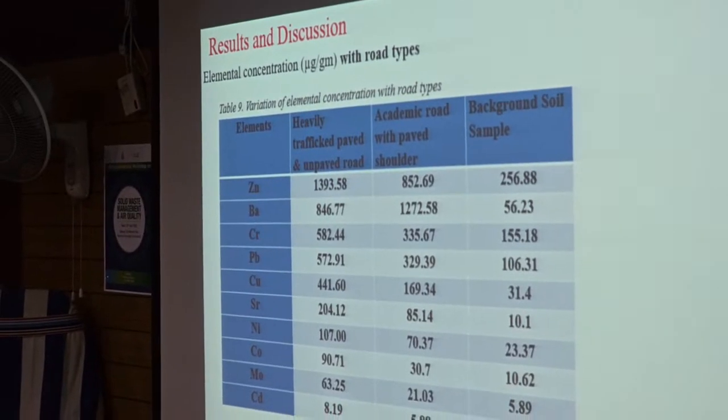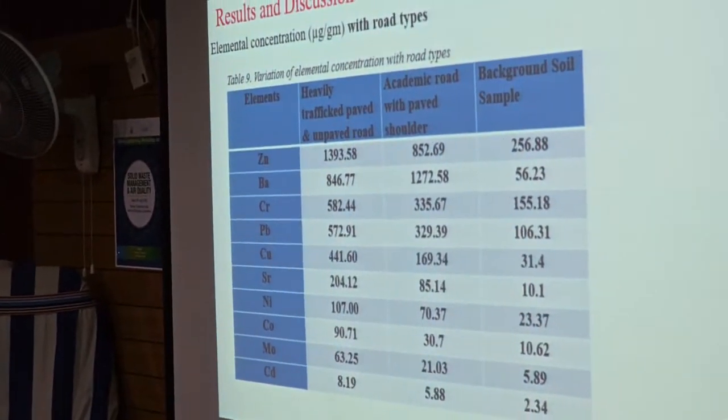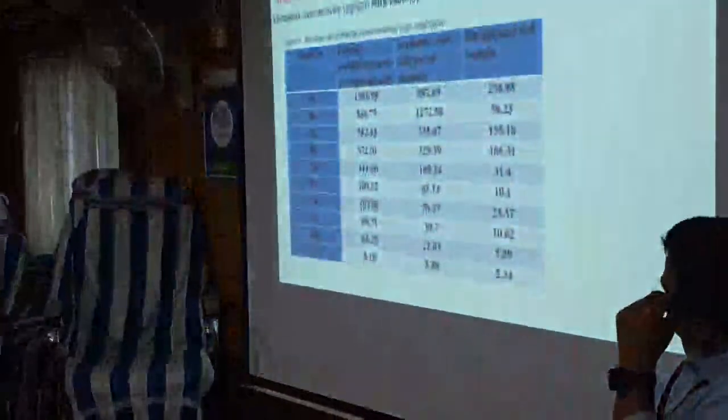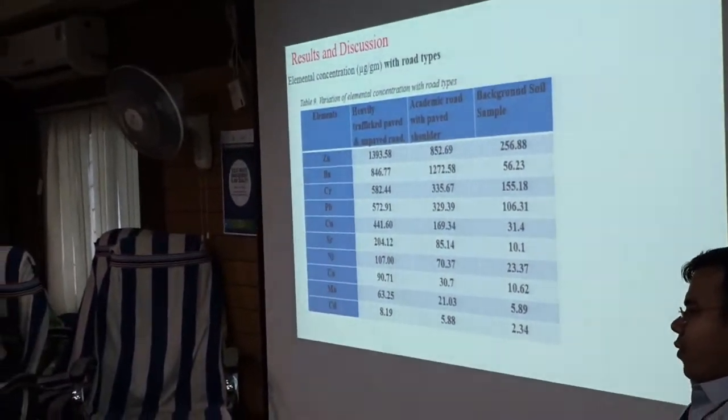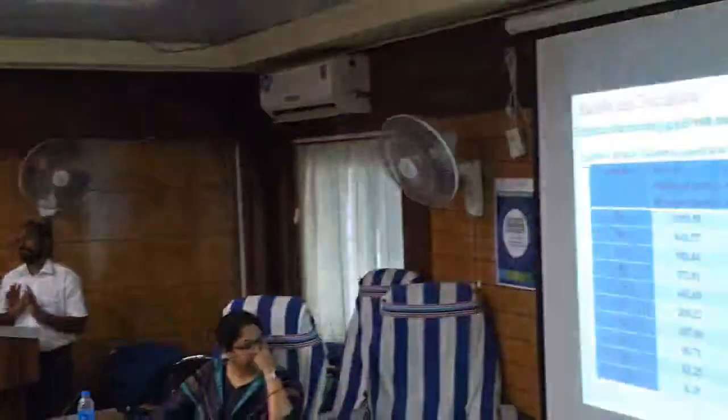So zinc, barium, chromium, lead, copper, these are the top 5 elements. You can see clearly the background soil had the lowest amounts, and the academic campus had a higher amount, but not like the common public roads, the heavily trafficked roads. All of these elements could be tracked to the source from transportation. For example, zinc is abundantly found in tires. So the erosion of the tires and tire wear that are part of the soil indicates it is from the vehicles. Similarly, chromium from engine wear, and you can see the lead. So everything is related to the transportation sector.